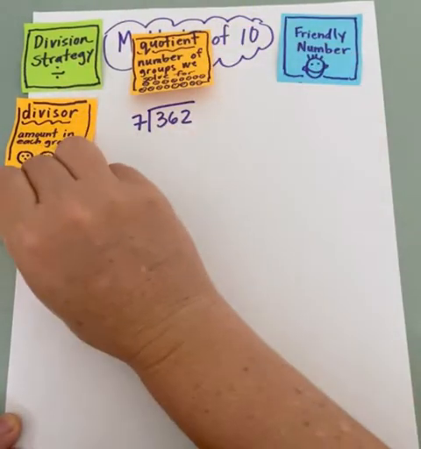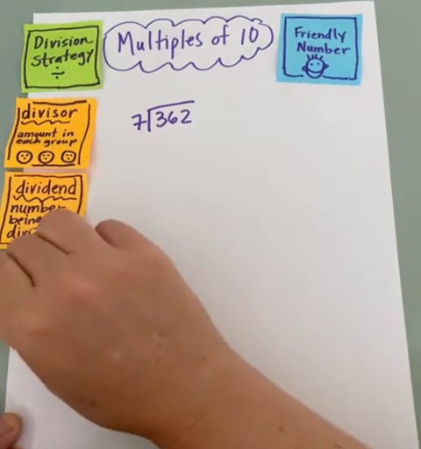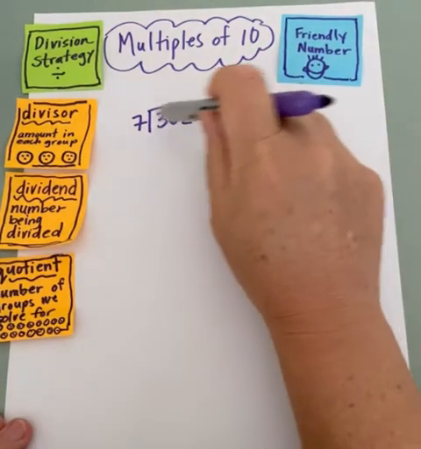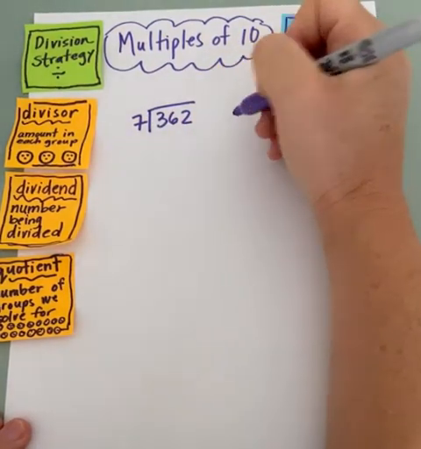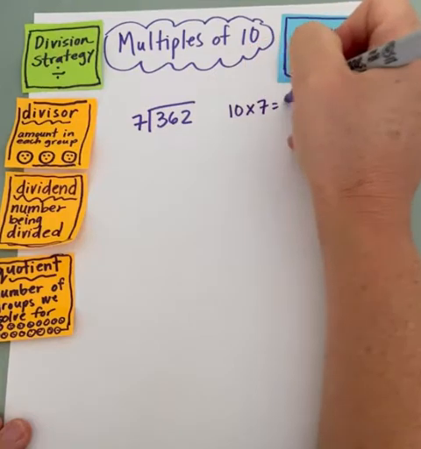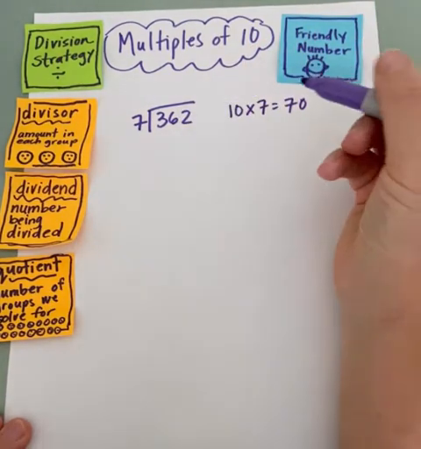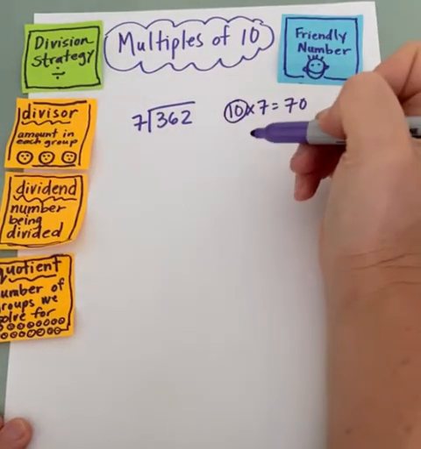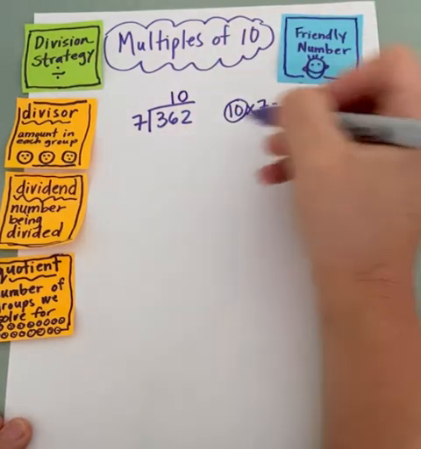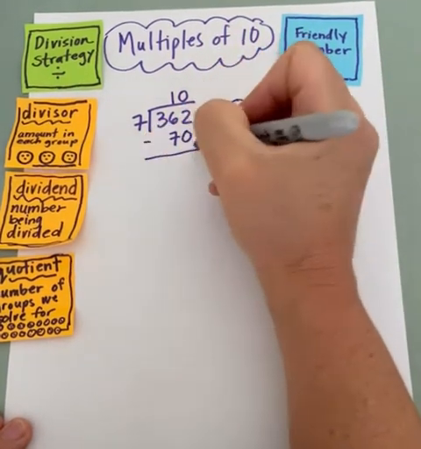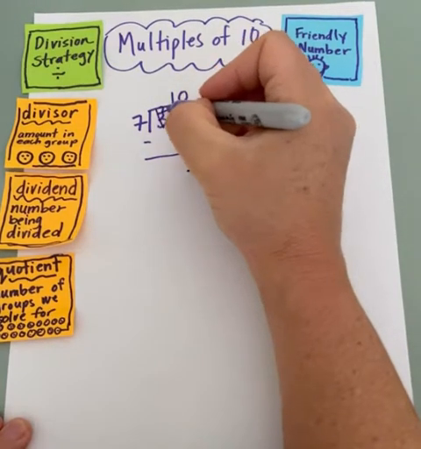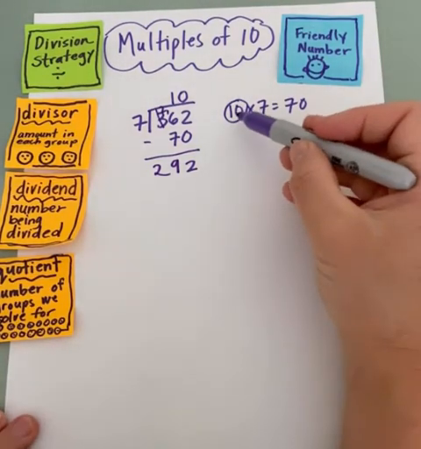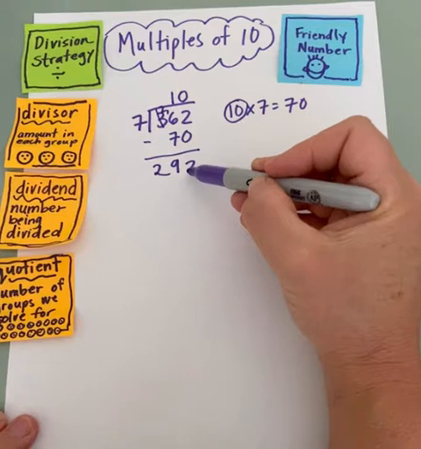I'm going to put these over here so that we have some room to solve. As you remember, using this strategy, the first thing that we do is we ask ourselves, is there 10 groups of 7 in 362? Yes, 70 is a much smaller number, and there's at least 10 groups of 7 in 362. We'll take that 10 group of 7 and place it up here, keeping our place value, and subtract 70 from the total. When we do that, that leaves us with 292.